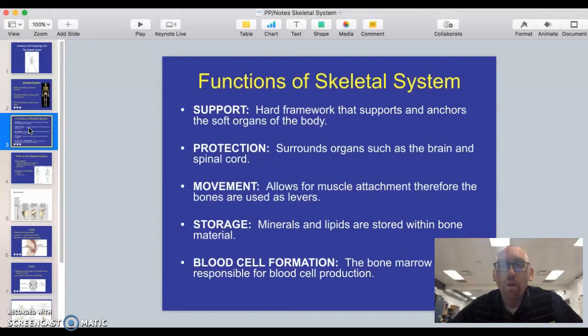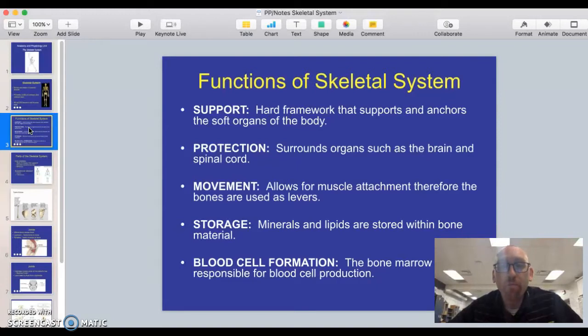It also provides protection. In many places, like your rib cage, the bones surround those internal organs to protect your lungs and your heart, as well as your skull protects your brain, and your vertebrae help protect your spinal cord. So they do give some protection to the vital organs inside of your body.